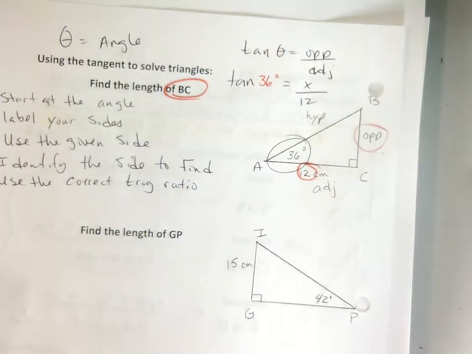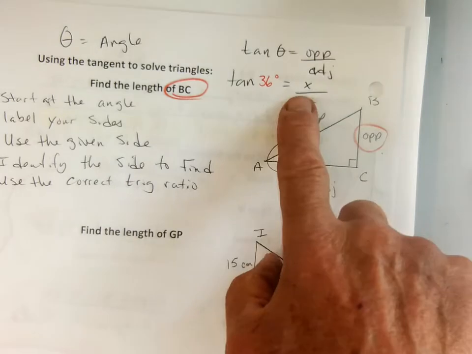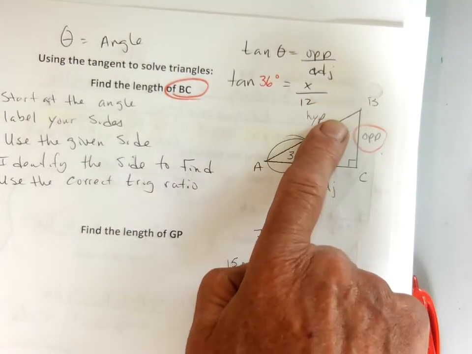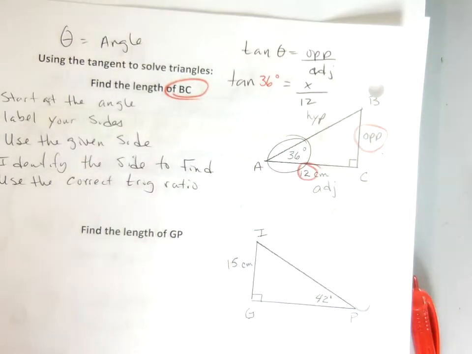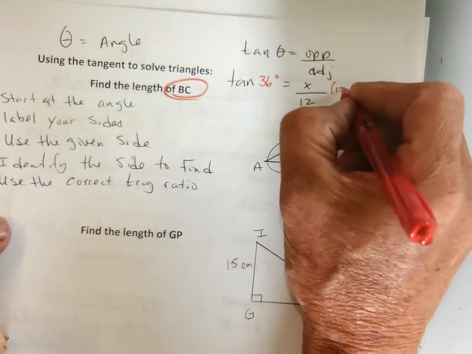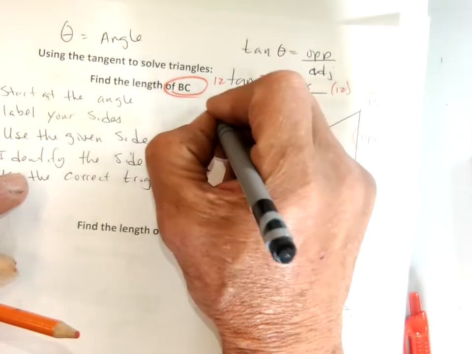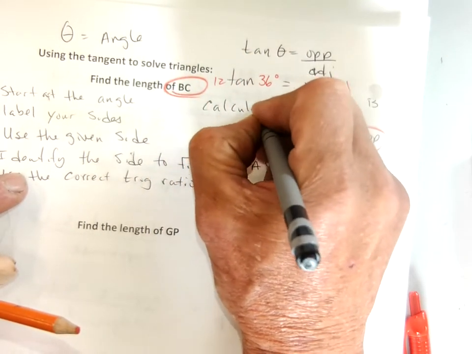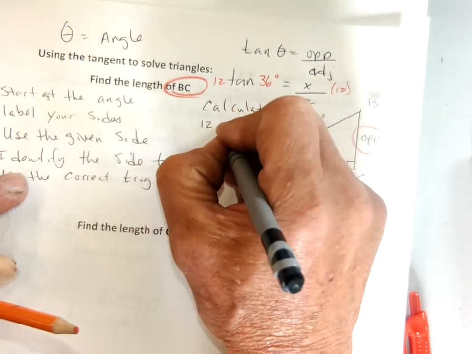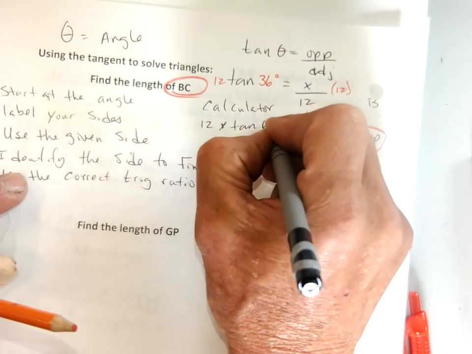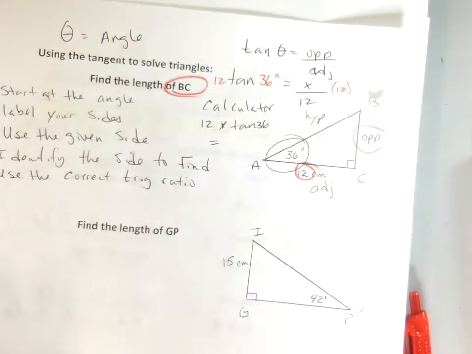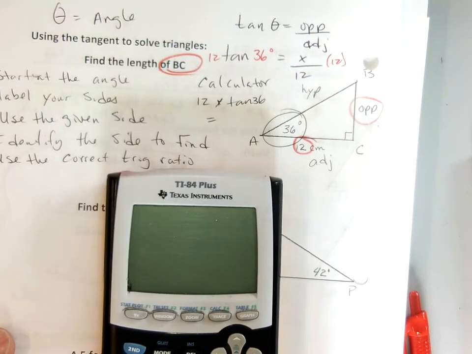I can solve this pretty easily because if I'm going to solve for x, it's x divided by 12. What's the opposite? How do I solve for that? Multiply by 12. Yeah, multiply both sides by 12, and so I can get this answer. I almost got it. So in my calculator, I'm just going to go 12 times the tangent of 36, and I'm going to get my answer. So I'm just going to use my calculator. Okay, what is 12 times the tangent of 36?